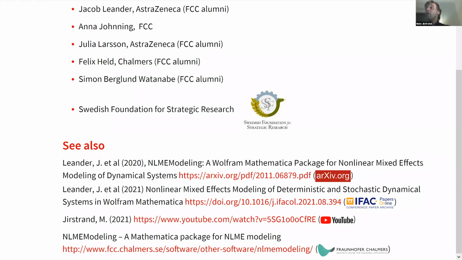And there's of course a lot of things that have gone into NONMEM and been developed over the years that we by no means aim to compete with. But I think it's a nice thing to have it in Mathematica now, at least with its standard methods.